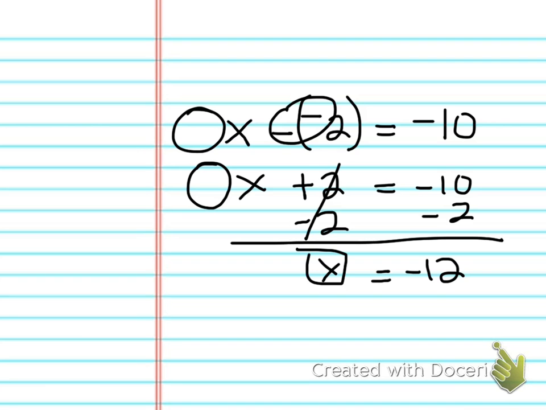Okay? So the negative sign has 3 meanings. Subtract, negative, and the opposite. So I could also read this as X minus the opposite of 2. Okay?